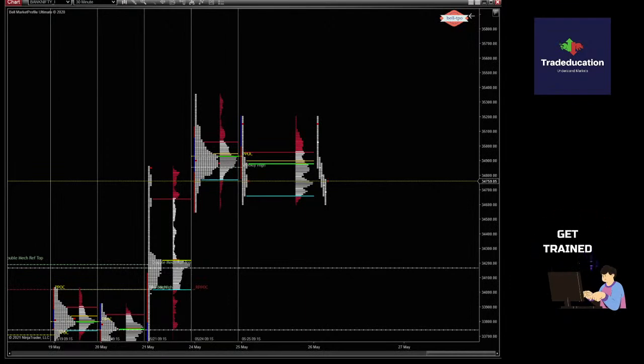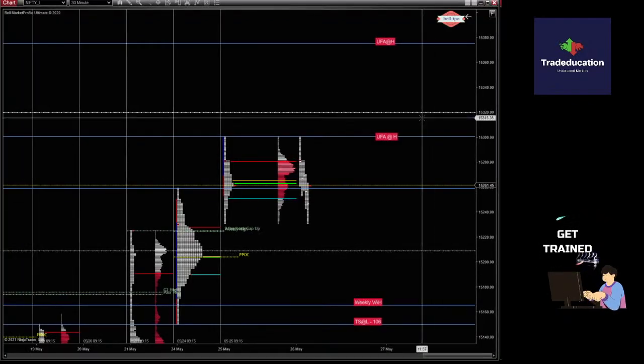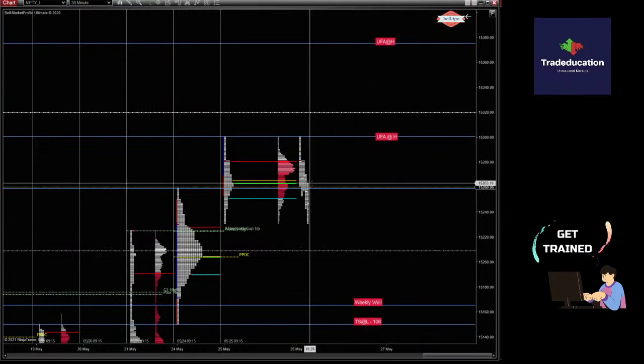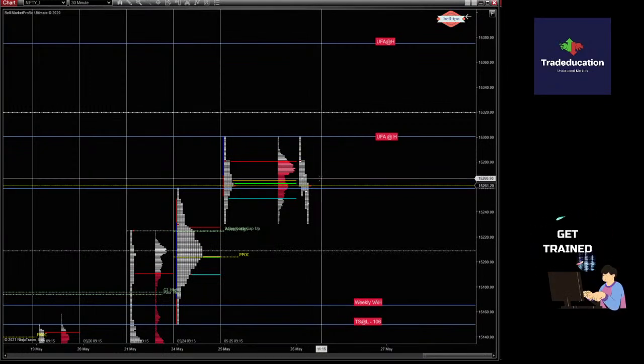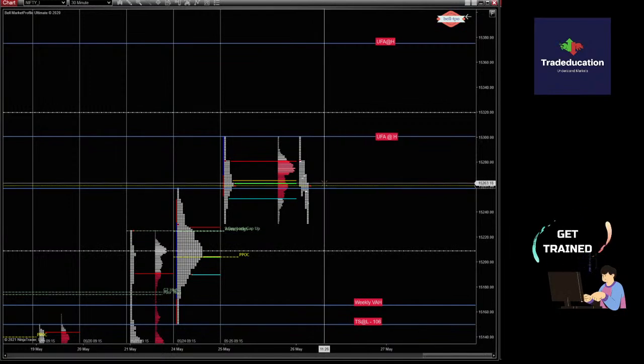Bank Nifty is developing lower. I'm just looking at Nifty and again we are seeing a rejection at the current developing POC. So let's just wait and observe what happens, whether we are seeing follow through or not.